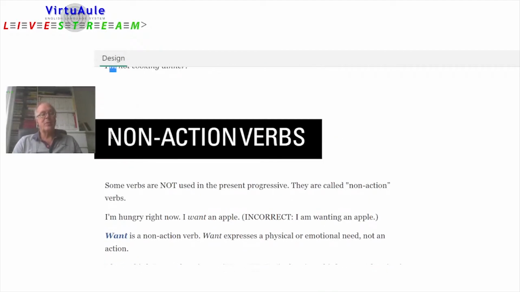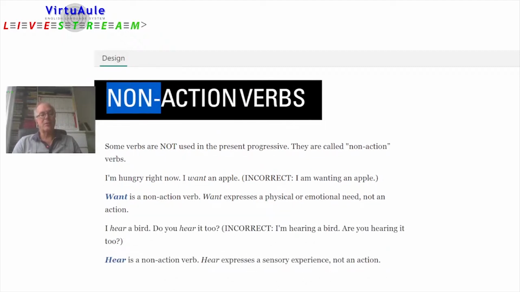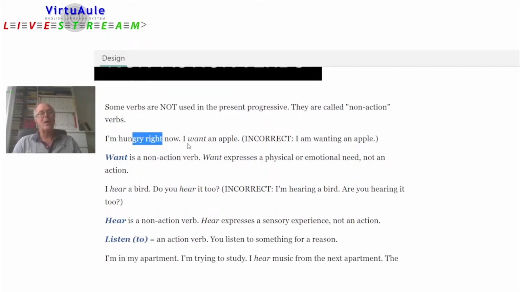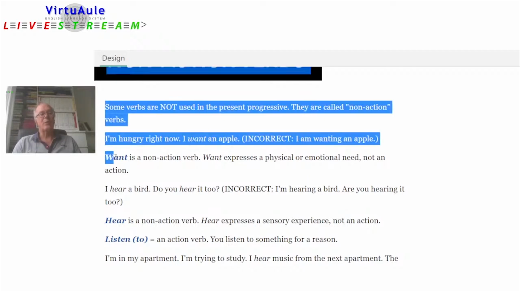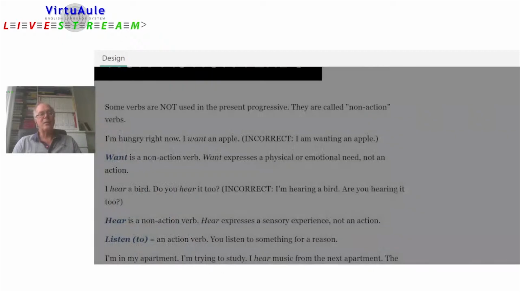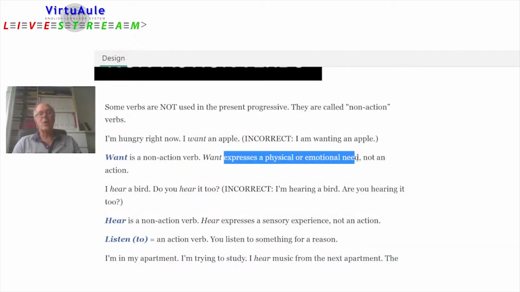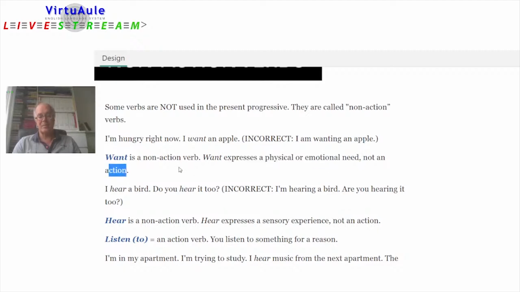One thing to consider with the present progressive is non-action verbs. Some verbs are not used in the present progressive, or not usually used. They're called non-action verbs. I'm hungry right now. I want an apple. It's incorrect to say I am wanting an apple because want is a non-action verb. We also call these a stative verb. Want is non-action. It expresses a physical or emotional need, not an action.